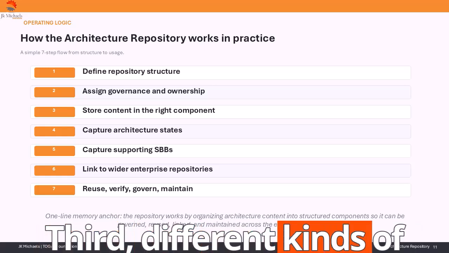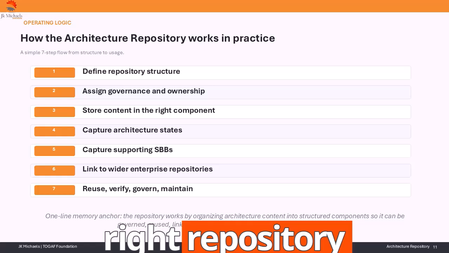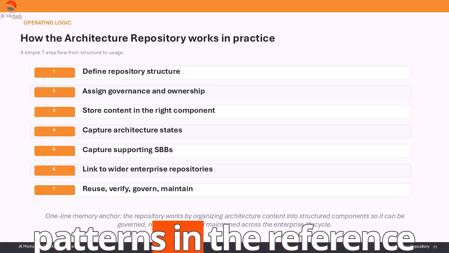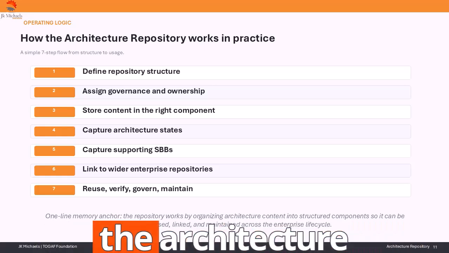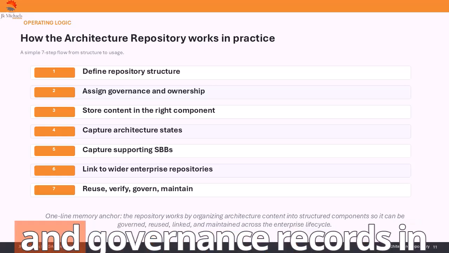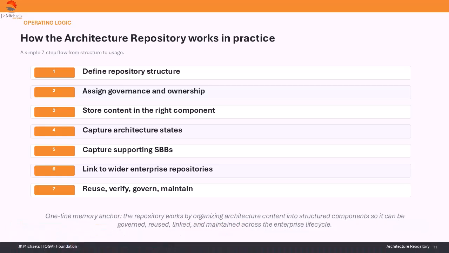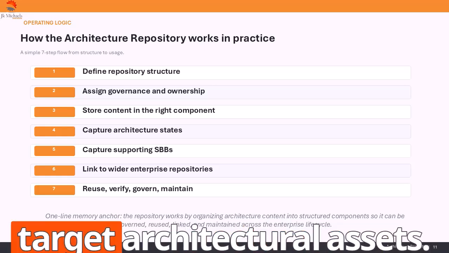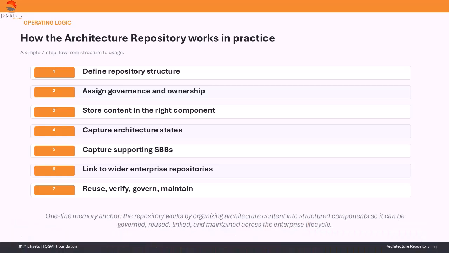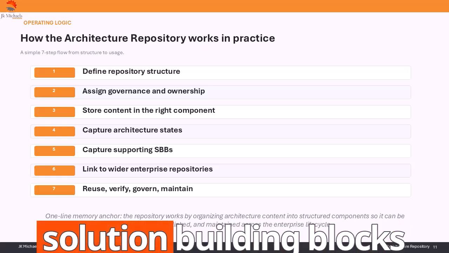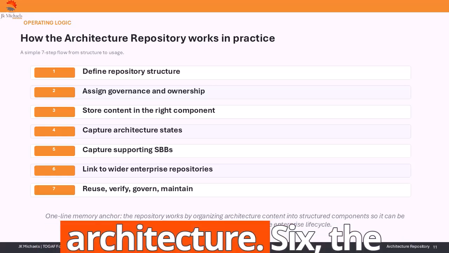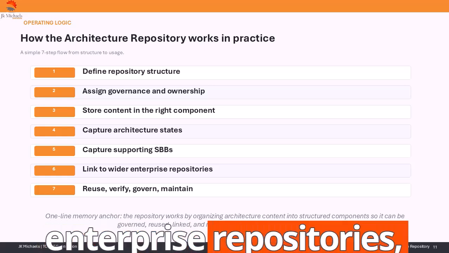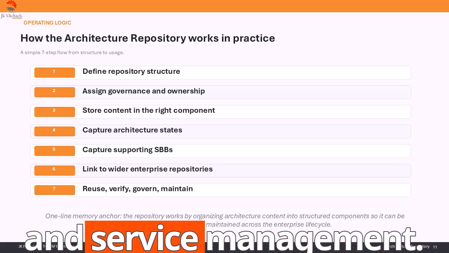Third, different kinds of content are stored in the right repository components, such as standards in the standards library, templates and patterns in the reference library, requirements in the architecture requirements repository, and governance records in the governance repository. Fourth, the architecture landscape captures current, transition, and target architectural assets. Fifth, the solutions landscape captures the solution building blocks that support the architecture. Sixth, the repository links architecture to wider enterprise repositories like design, deployment, and service management.